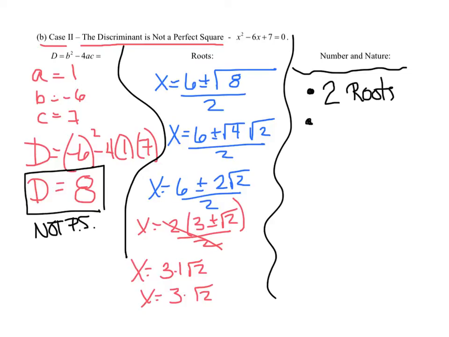Are they the same number? Well, no, one's 3 plus, one's 3 minus, so they are unequal. Okay, nothing's changed from my previous one. They are unequal. Are they real or imaginary? Well, if you didn't get an i, they are real.